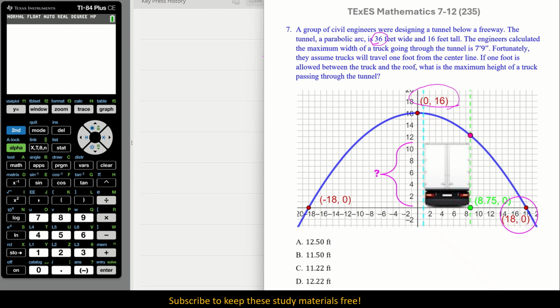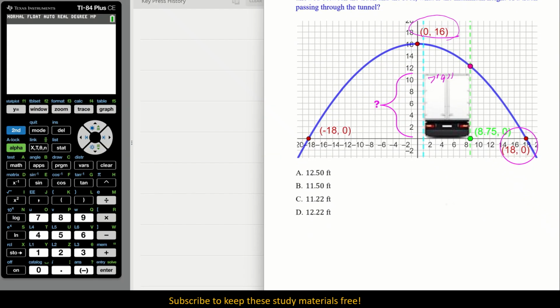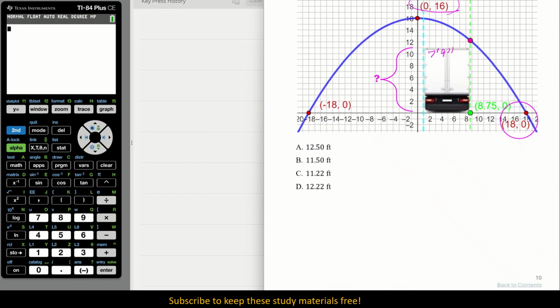The truck going through a tunnel: we calculate the maximum width of a truck. So we know the width. This width here is 7 feet 9 inches, but we don't know the height. That's what's going on. Well, that's all well and good. We're going to have to do some penciling in before we use our calculator. Let me show you what we're really doing here.